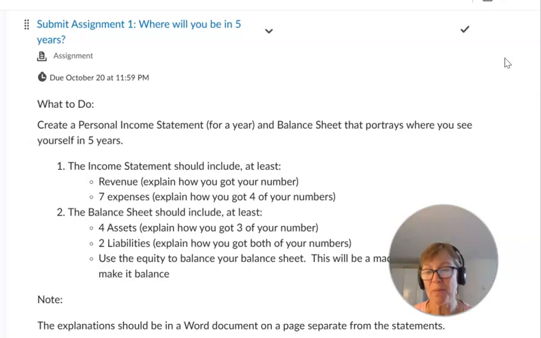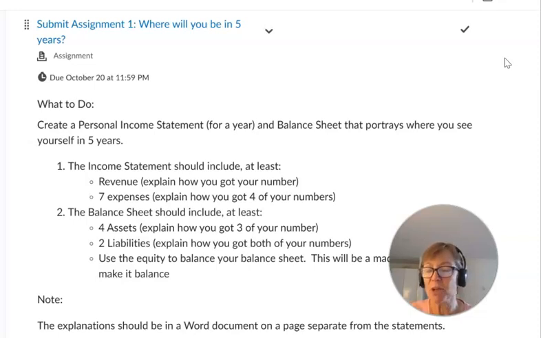And this doesn't have to be based on reality. This can be your wildest dreams if you want. If you want to have revenue coming in of $250,000, that's okay. I'm just looking for your understanding, okay? So it says revenue, and then as you can see down in the note below, the explanation should be in a Word document on a page separate from the statements.